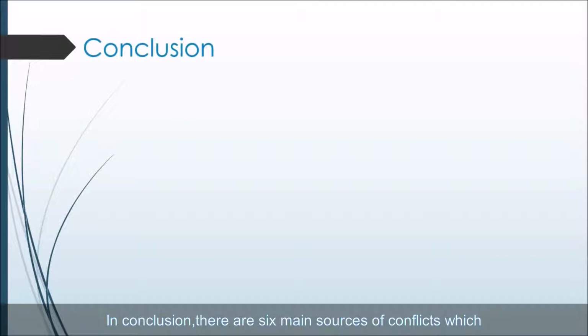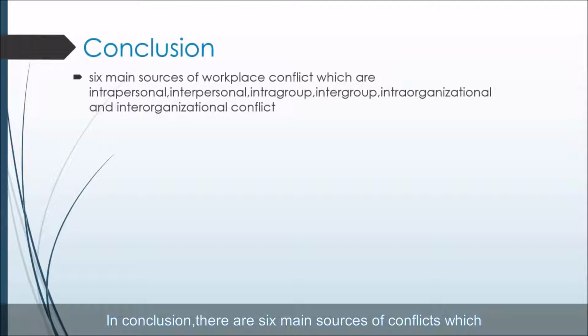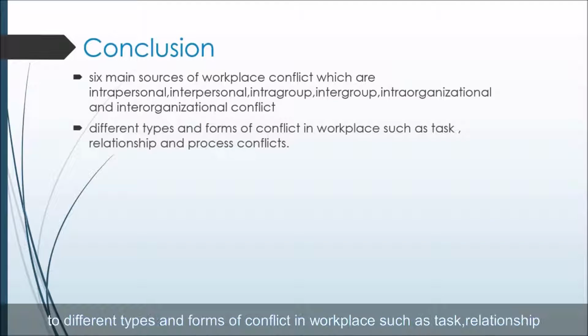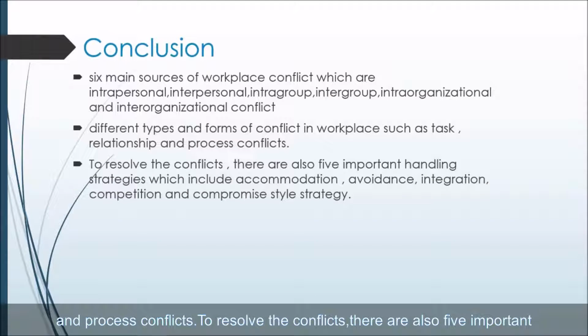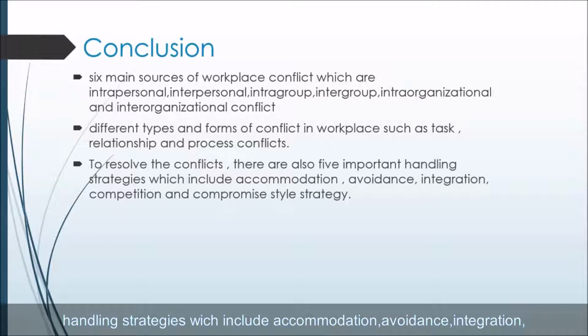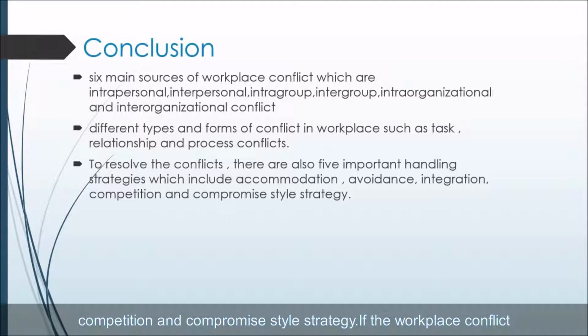In conclusion, there are 6 main sources of workplace conflict, which are intrapersonal, interpersonal, intragroup, intergroup, intra-organizational, and interorganizational conflict, which can lead to different types and forms of conflict in the workplace, such as task, relationship, and process conflicts. To resolve the conflicts, there are also 5 important handling strategies, which include accommodation, avoidance, integration, competition, and compromise style strategy.